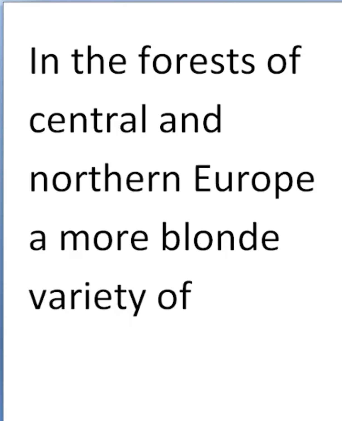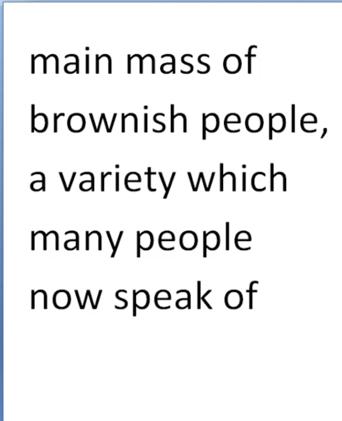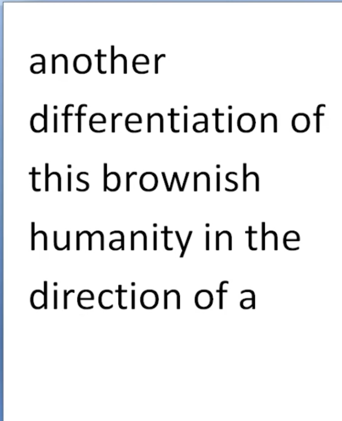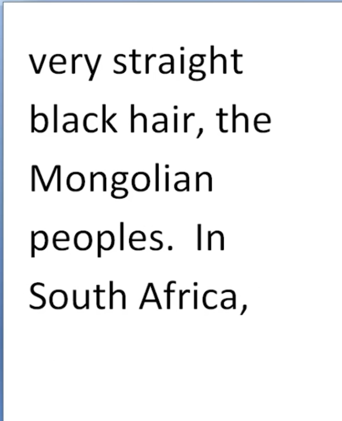In the forests of Central and Northern Europe, a more blonde variety of men with blue eyes was becoming distinguishable, branching off from the main mass of brownish people, a variety which many people now speak of as the Nordic race. In the more open regions of northeastern Asia was another differentiation of this brownish humanity in the direction of a type with more oblique eyes, high cheekbones, a yellowish skin, and very straight black hair, the Mongolian peoples.